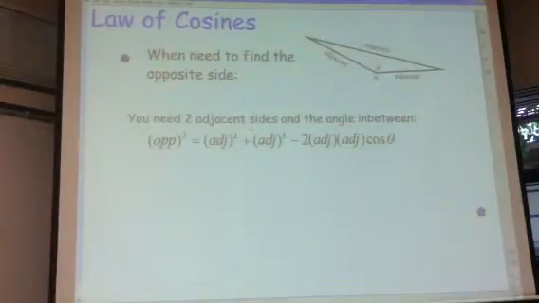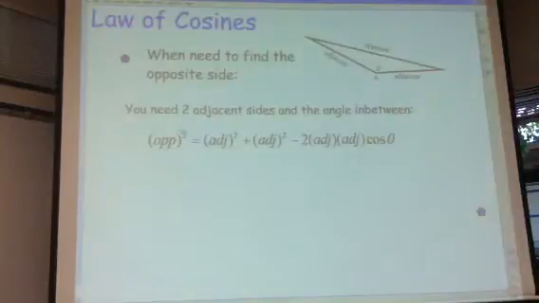So the formula is this, where it says you need two adjacent sides and the angle in between, and then this is the formula to find the opposite side. So I'm looking for this side. And we have the opposite squared is equal to the adjacent squared plus the adjacent squared minus 2 times the adjacent times the cosine of theta.